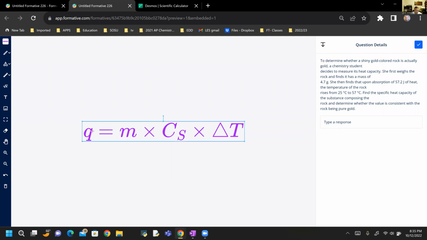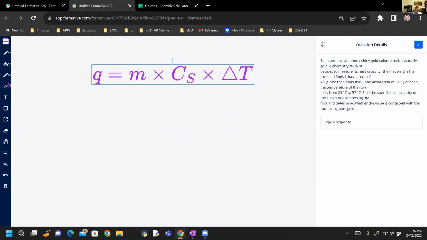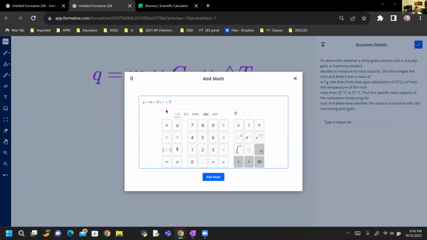We need to rearrange this algebraically to solve for specific heat capacity. And so what would that look like? Well, it should look like our equation solving for Cs. So Cs is equal to our change in temperature. Oh, excuse me, that's not true. Q over our change in temperature times our mass, because we're going to divide on both sides. All right. So what we did was we divided by mass and change in temperature on both sides, and we end up with this equation. Now this is solving for our specific heat capacity.